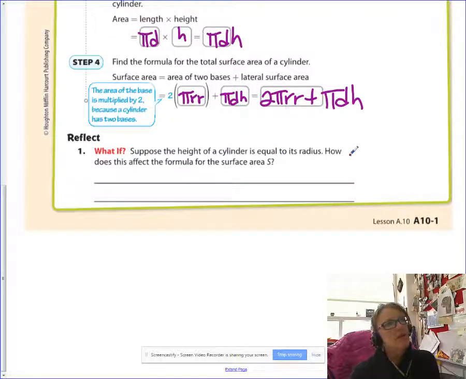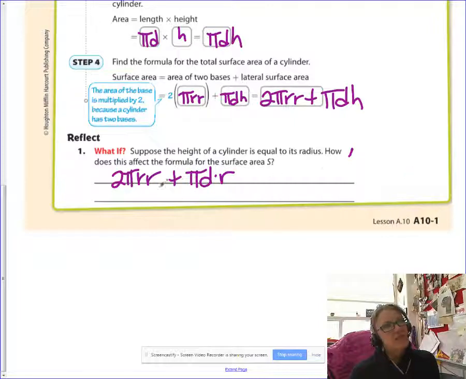How does this affect the formula? Well, here's what would happen. Your formula says this, 2 pi r r plus pi times diameter times the height. But if the height would be the same as r, you could just put that there, okay?